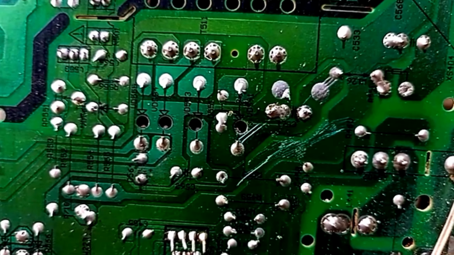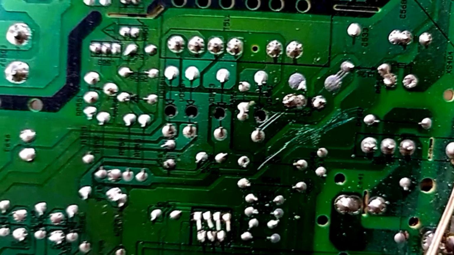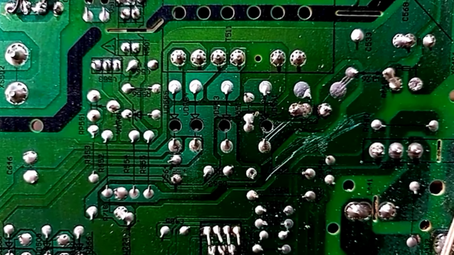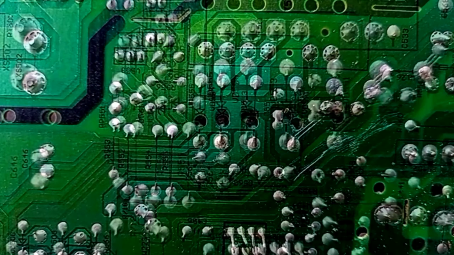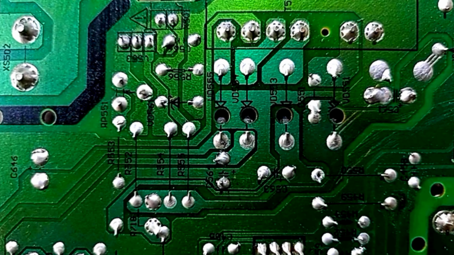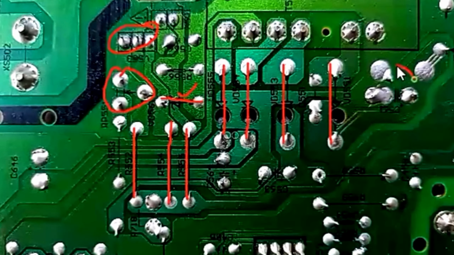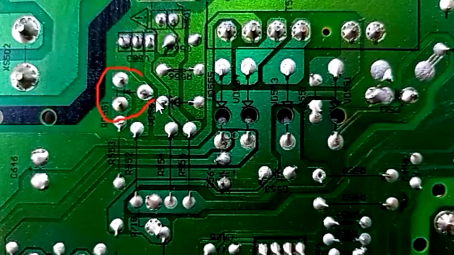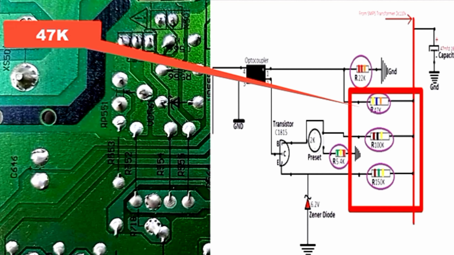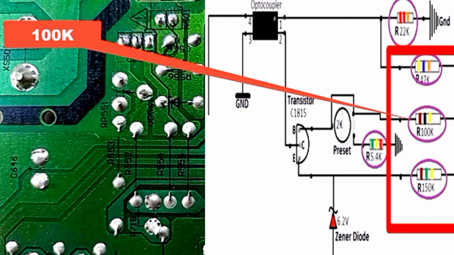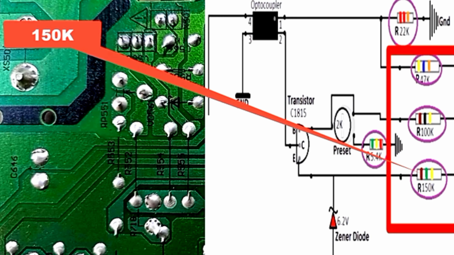Friends, now let's find out which components are more likely to have a problem if the secondary voltage of the motherboard is low. If you find yourself in this situation, first of all you should check the components of the secondary section. For example, suppose there is a VR and a zener diode and power is given by 3 resistances. The values of these 3 resistances are 47 kilo ohms, 100 kilo ohms, then 150 kilo ohms.